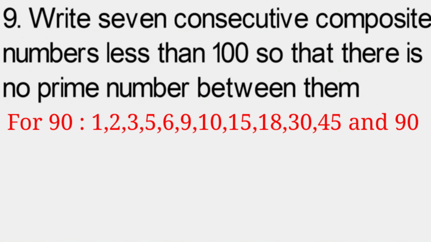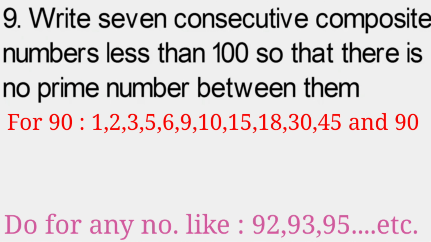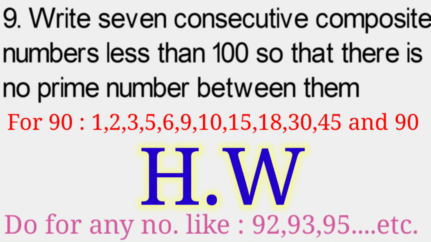If you understood the question, then it will be easy for you as always. Now I have done it for 90 here. You can do it for 91, you can do it for 92, you can do it for 55. So you can do it for any number, take out the factors, and arrange them in a consecutive manner. That's it. I hope, students, you understood this question.